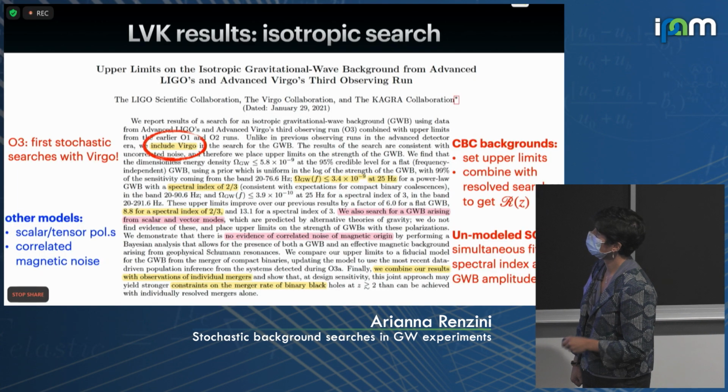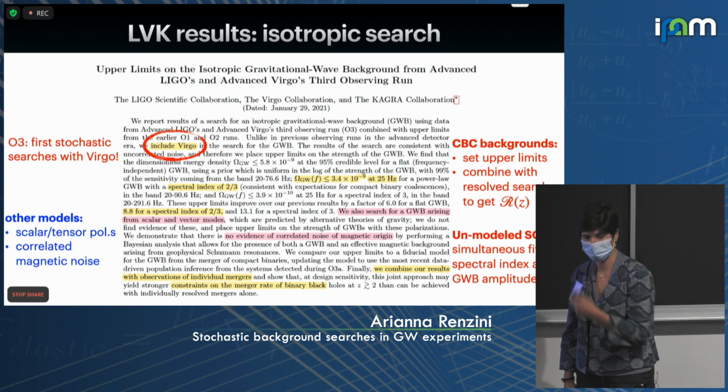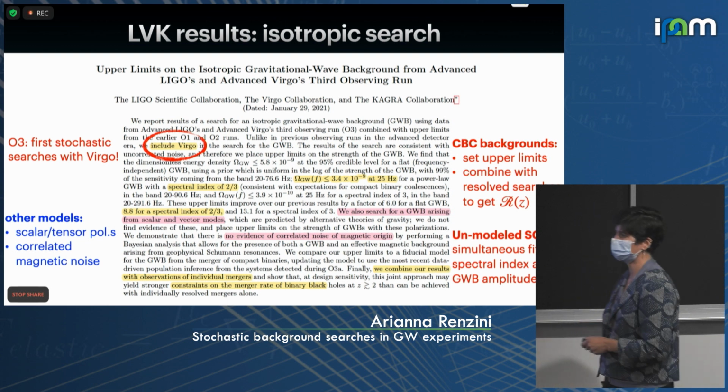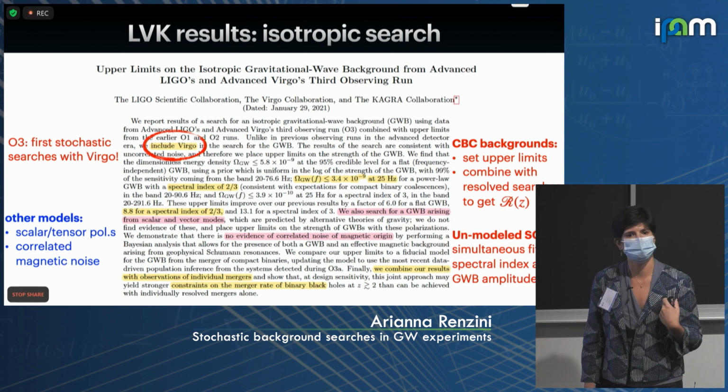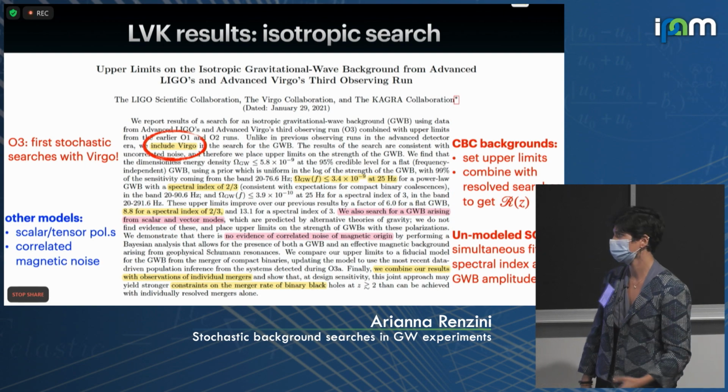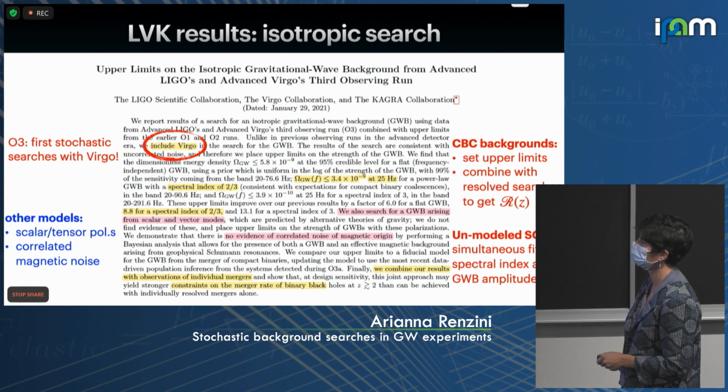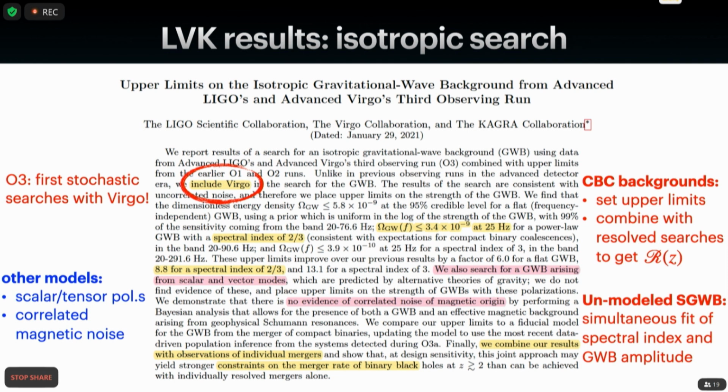And this is the most recent isotropic search paper. So this is using all those tools that I showed you before for the isotropic Gaussian search. The new addition of Virgo features here. These are the first set of searches with the O3 data that feature the extra detector. Extra detector means 2 extra baselines, which is very important for stochastic searches.